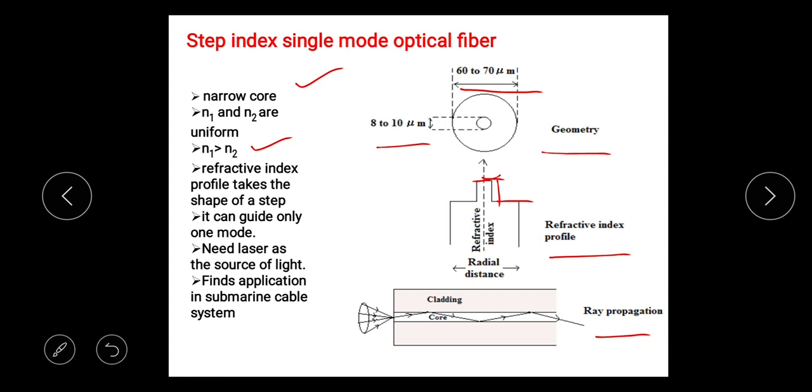Because of the narrow core, it can guide only one mode. So only one ray is shown in ray propagation here. Only one ray is there. It needs a laser as a source of light. And such optical fibers find application in submarine cable. So this is about a single mode optical fiber.